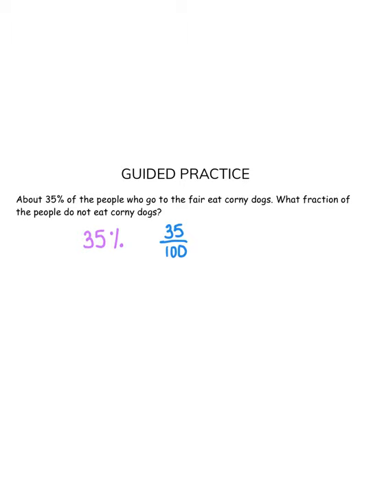Now I need to simplify if possible. I know that 35 and 100 can both be divided by 5. 35 divided by 5 is 7. 100 divided by 5 is 20. There are no other numbers that I can divide both 7 and 20 by to make my fraction simpler. So my fraction is 7/20, which makes 35% equivalent to 7/20.